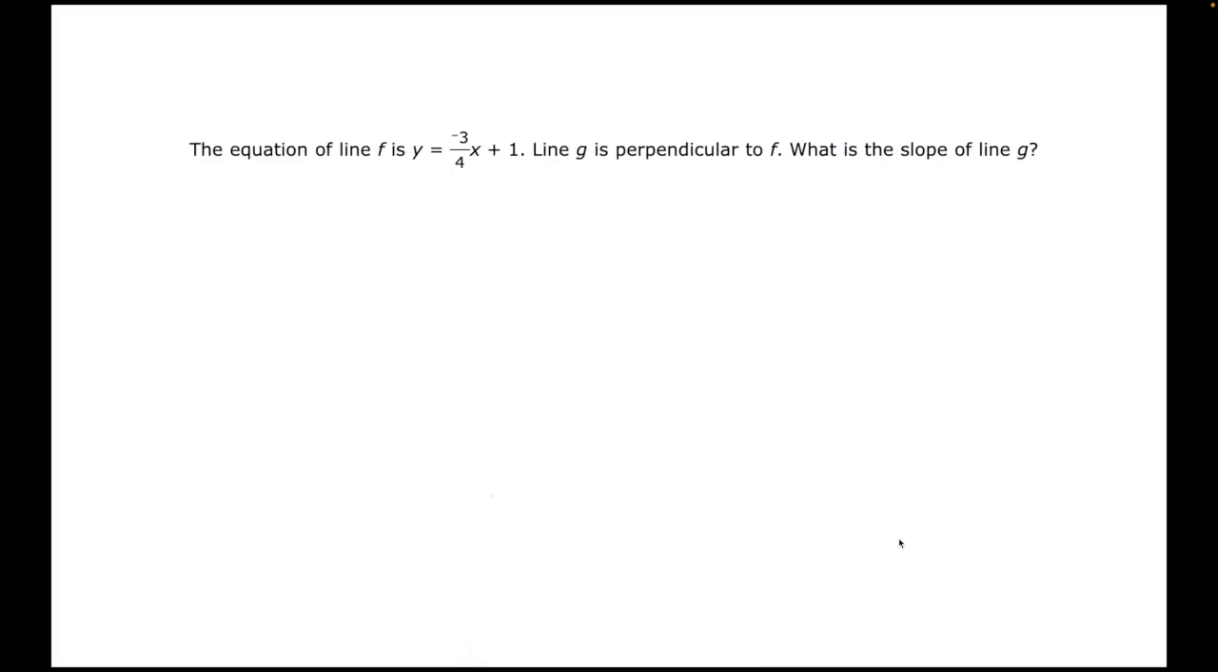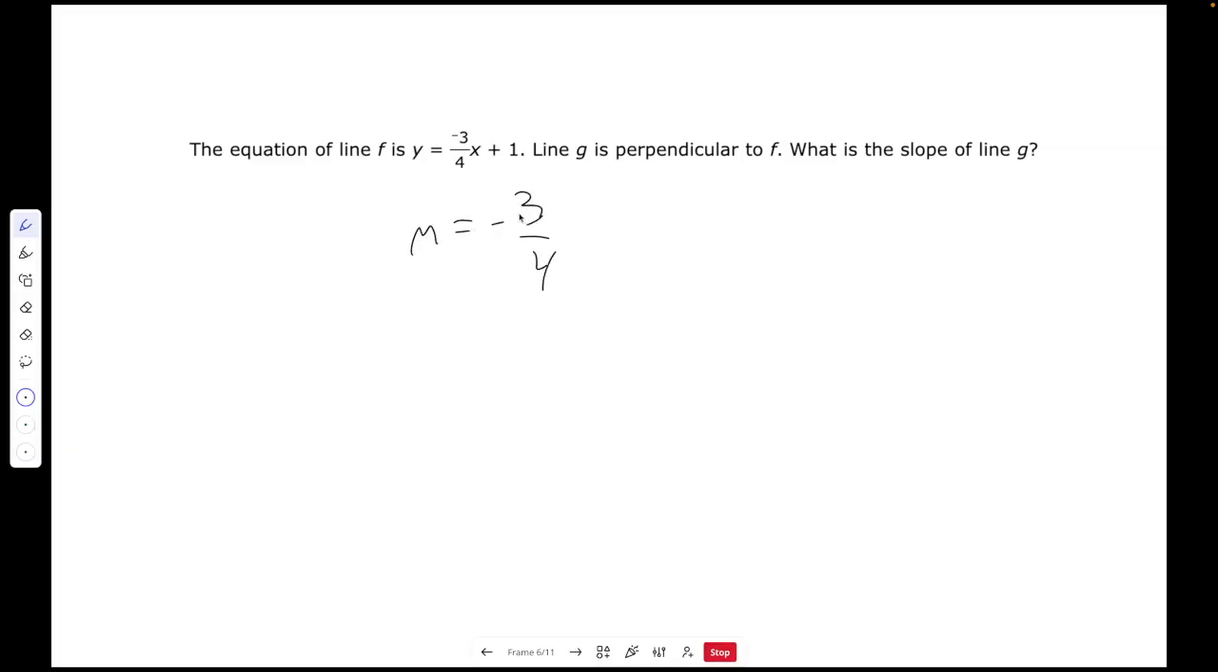For this one, we should already know about slope-intercept form. So this is in slope-intercept form. We should be able to look at this and say, oh, the slope is negative 3/4. This is line F. Then we've got line G, and we know that they are perpendicular. So we need the negative reciprocal. The negative reciprocal of negative 3/4 would be 4/3. Final answer.